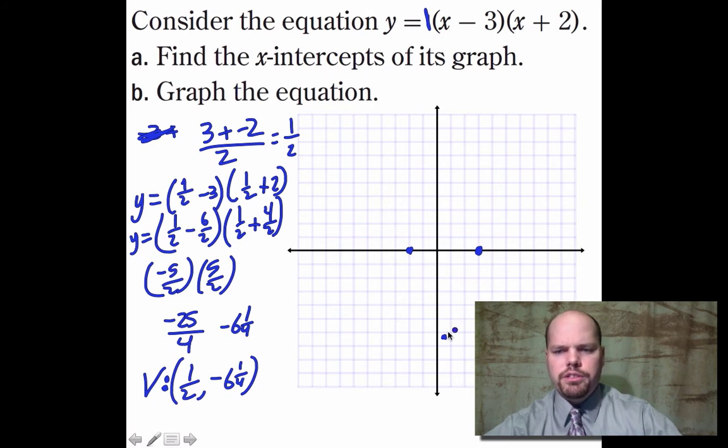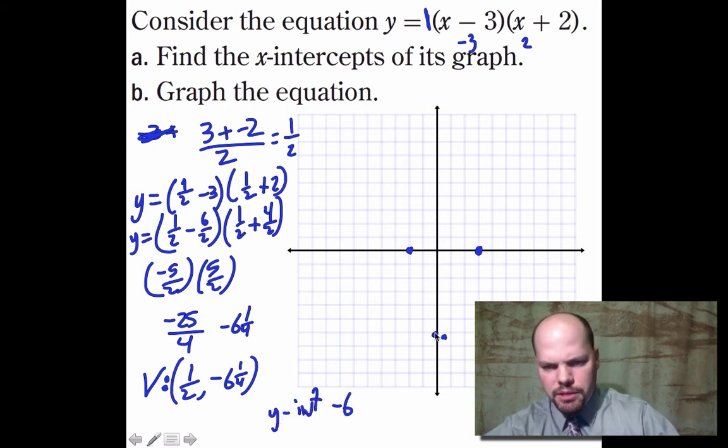We get the y-intercept. That's another key point. On a y-intercept, the x value is 0. So 0 minus 3 is negative 3. 0 plus 2 is 2. Negative 3 times 2 is negative 6. So the y-intercept is at negative 6. So it'll be at that point right there. And it's symmetric, so there's going to be a point there at 1, negative 6.